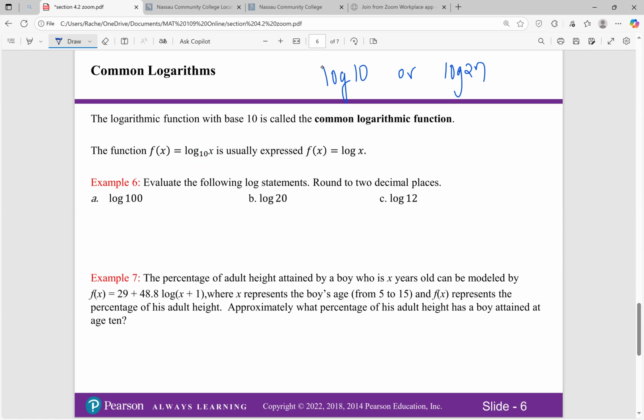So for example, look at example 6a, log of 100. I don't see a base there, so I know, okay, it's 10. So 10 to the what power gives me 100? It's 2, right? So log of 100 is 2. And I want you guys to see how we do that in the calculator. You might be familiar with the log function, but if you're not, we'll do this together.